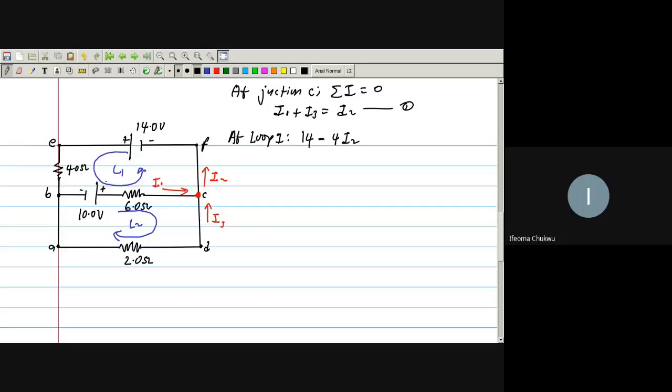Check. The current is moving from low potential to high potential. That will be what? Positive. Okay, that's plus 10, and check across the resistor.